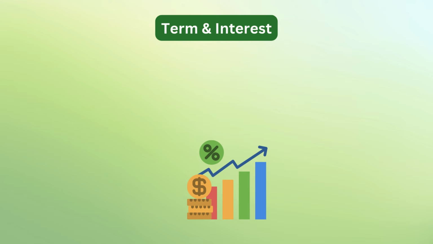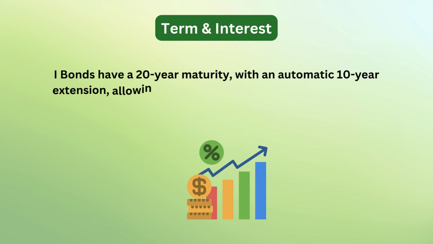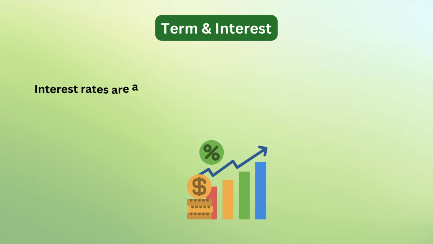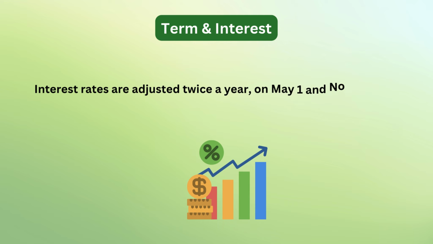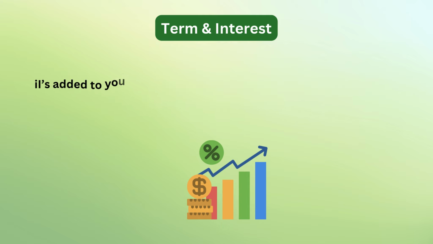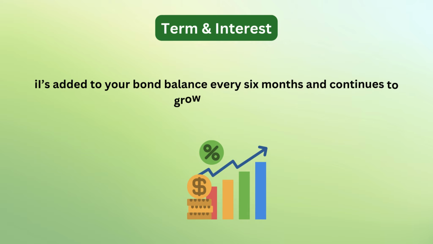Term and interest. I-bonds have a 20-year maturity with an automatic 10-year extension, allowing them to earn interest for up to 30 years. Interest rates are adjusted twice a year, on May 1st and November 1st. Interest is compounded semi-annually, meaning it's added to your bond balance every 6 months and continues to grow over time.